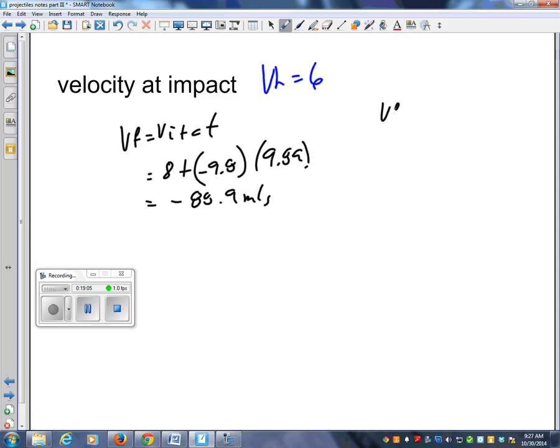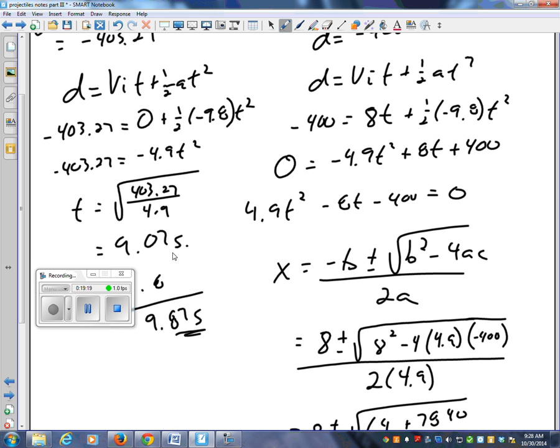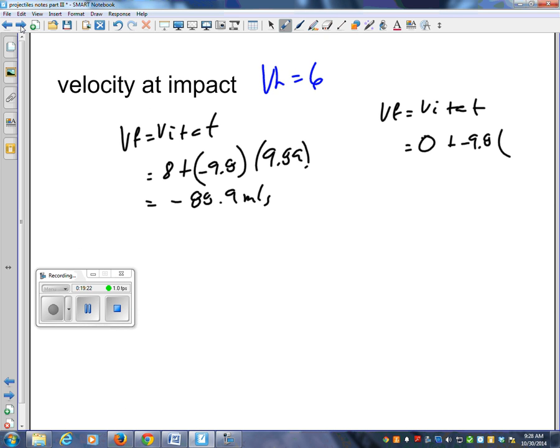You can go vf equals vi plus at if you like. Put a 0 in there, minus 9.8, but you have to have the time of just the fall, which would be this 9.07 number, right? You could just do it from there, right? Then you get to put a 0 in there. Should these numbers be the same? They should. Right, so this is the total time, and this one over here is just the time from the top down. Does that make sense?